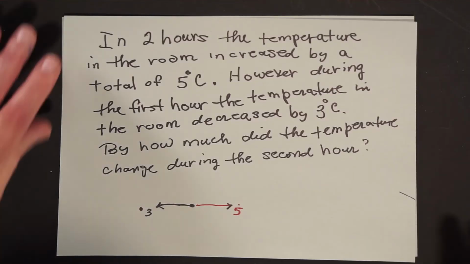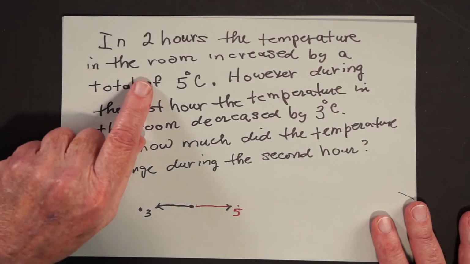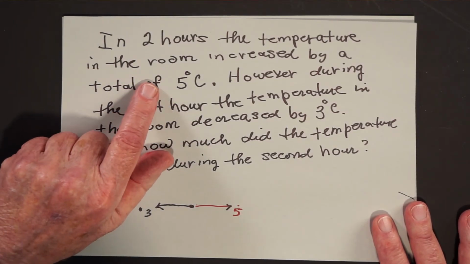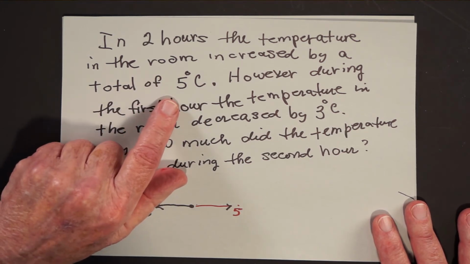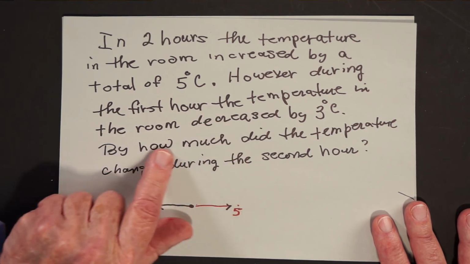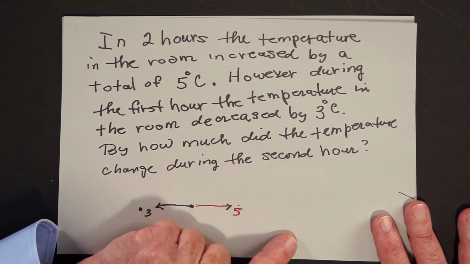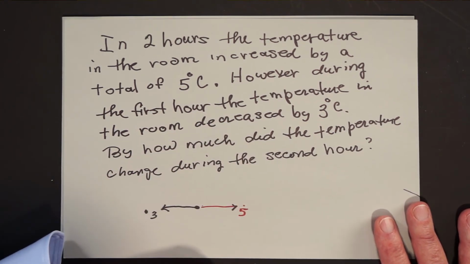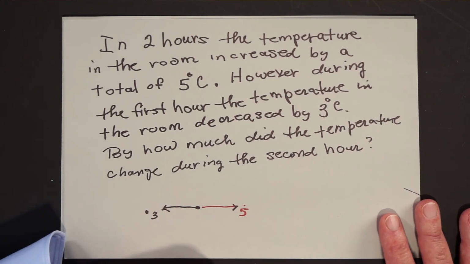So here's one I thought of. There could be a lot of different ones. It says in 2 hours, the temperature in the room increased by a total of 5 degrees Celsius. However, during the first hour, the temperature in the room decreased by 3 degrees Celsius. By how much did the temperature change during the second hour?